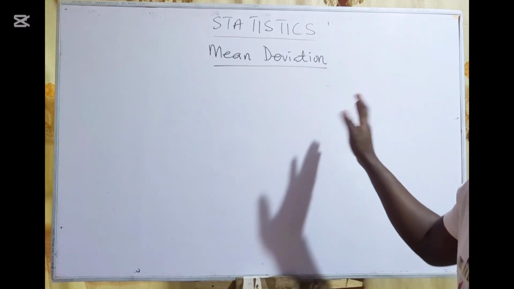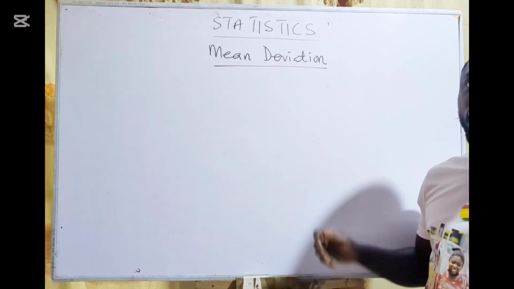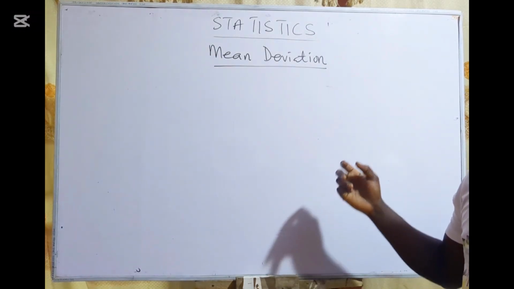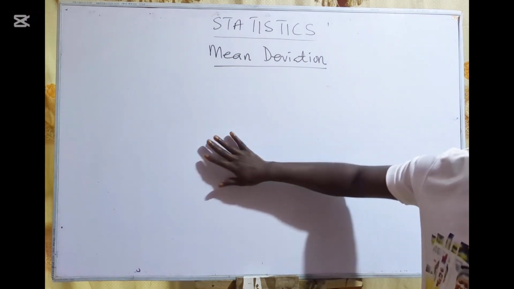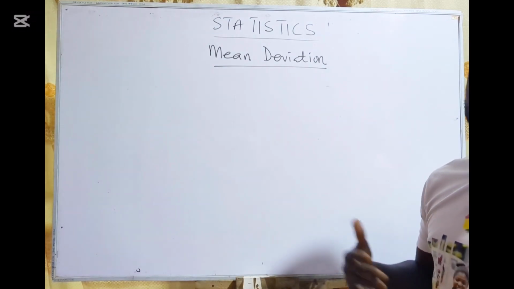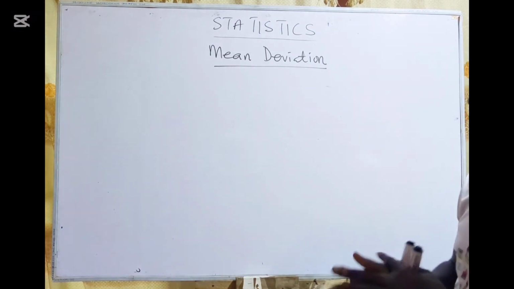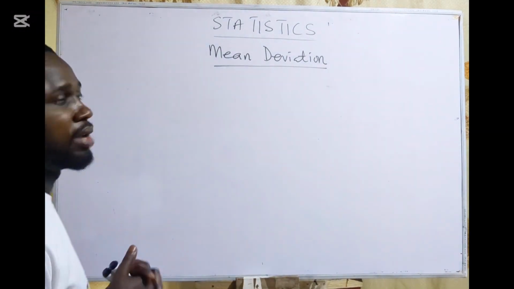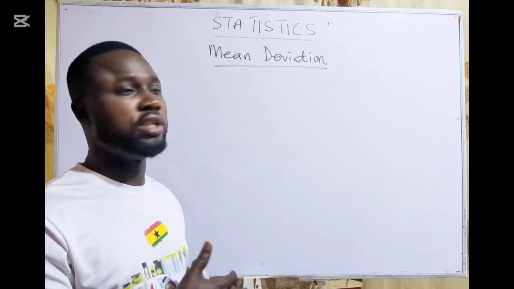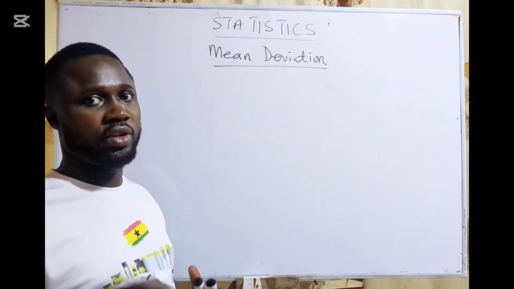So when we talk about the mean deviation, we talk about the average of the deviation. First of all, what is the deviation? The deviation is the difference between the value that you are given and the mean, how close or far away the value is from the mean. That is the deviation. So what we do under the mean deviation is that we add all the deviations and then divide by the total number of values, so that we can get the average of the deviation.